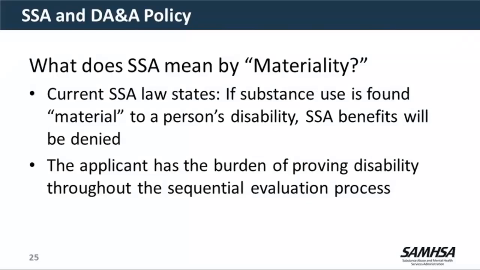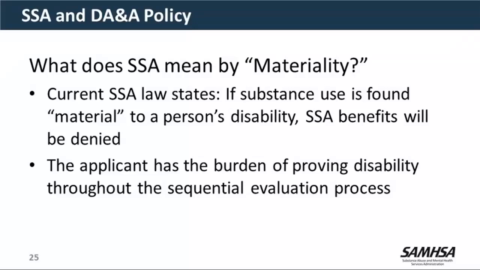So if the applicant still experiences severe impairments that result in significant functional deficits and an inability to earn and maintain substantial gainful activity level work during periods of sobriety, then their substance abuse will not be considered material to their disability. SSA law also states that the applicant has the burden of proving disability throughout the unique sequential evaluation process used for DA&A cases. So beyond the sequential evaluation that we learn about in our SOAR fundamentals trainings, SSA uses another sequential evaluation to determine the materiality and the eligibility for benefits when conditions are accompanied by drug abuse or alcoholism.